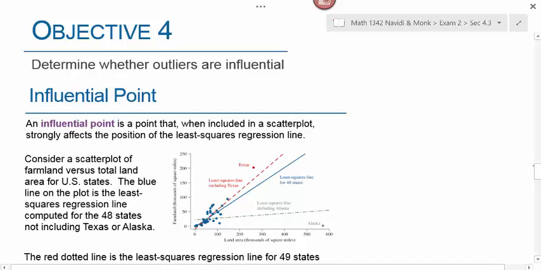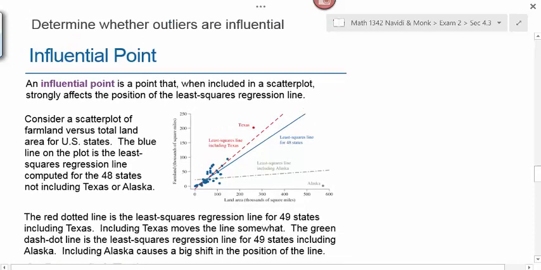The word influential just means something that has an influence on or changes something else, so common sense comes into play here. An influential point is a point that, when included in a scatter plot, strongly affects the position of the least squares regression line. Consider a scatter plot of farmland versus total land area for the United States. The blue line on the plot here is the least squares regression line computed for 48 states, not including Texas or Alaska. Both of these states have a huge land mass.